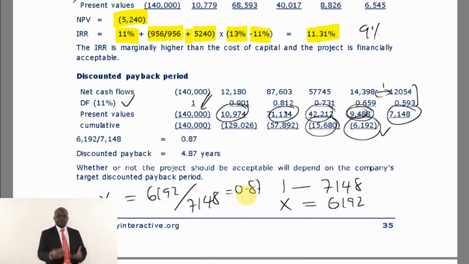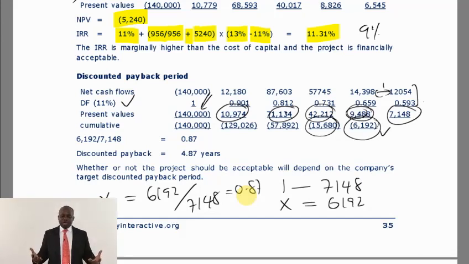So it takes 4.87 years to recover the investment. The question here is, should we accept the project? Internal rate of return will give you the answer. NPV will give you the answer. Discounted payback of 4.87, you can conclude.